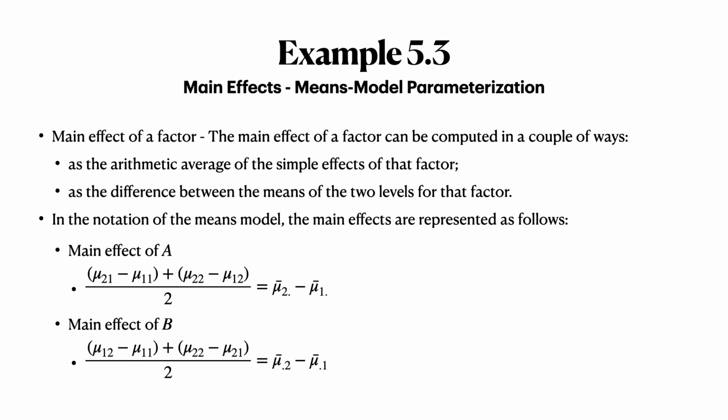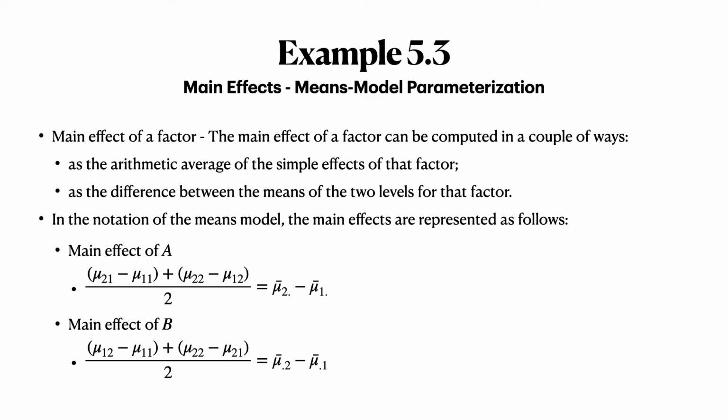Recall that the main effect of a factor can be defined and computed in two different ways. The main effect can be defined as the arithmetic average of the simple effects of the factor. It can also be defined and calculated as the difference between the means of the two levels for that factor. In the notation of the means model, the main effects calculations are represented as follows.